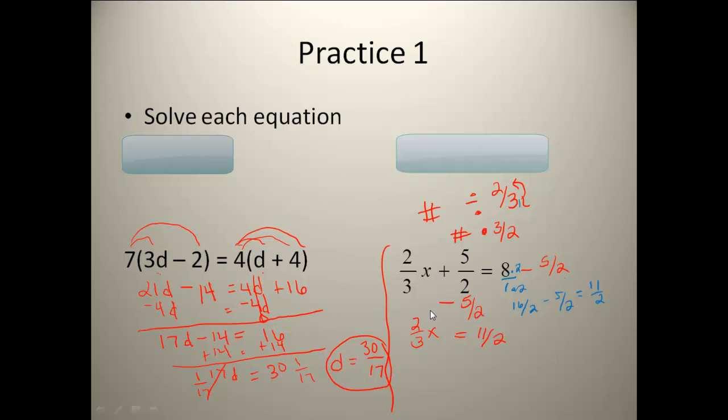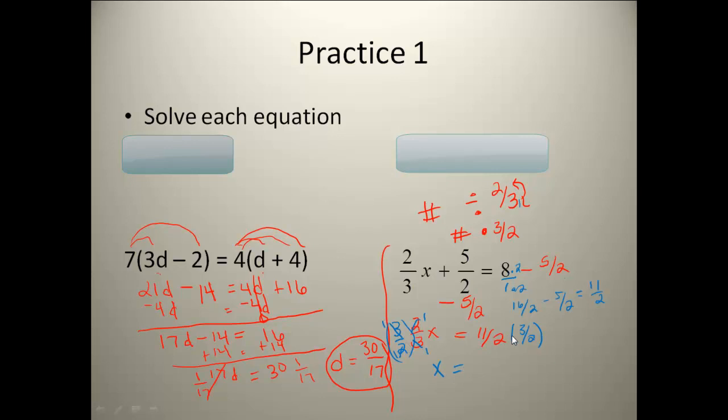Instead of dividing by 2/3, we're just going to rewrite it and say we're going to multiply by 3 halves. And we're going to do the same thing over here. We're going to multiply by 3 halves. What happens on this side is everything cancels out to be 1s, so I'm left with x equals.